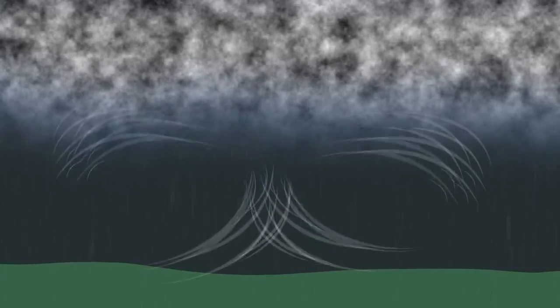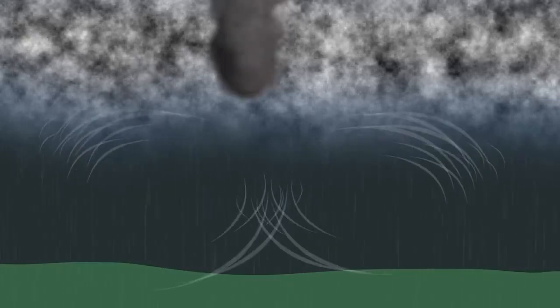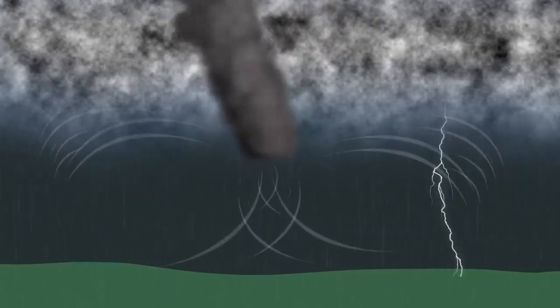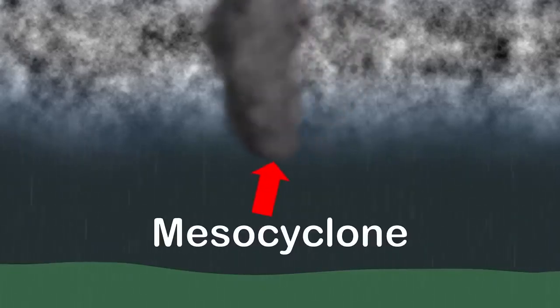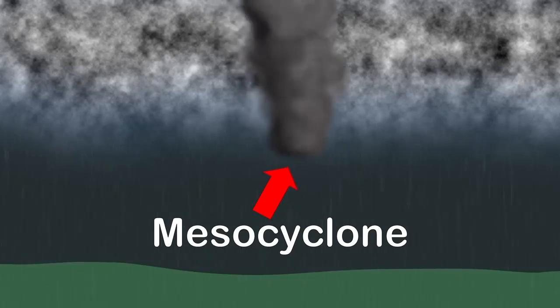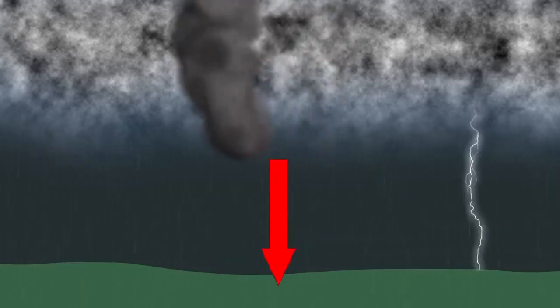When all of these things are in place, a vortex develops. I assure it forms a wide, tall tube of spinning air that gets pulled upwards. This is called a mesocyclone, which is what you're seeing here. But to become a tornado, it has to touch the earth down there.